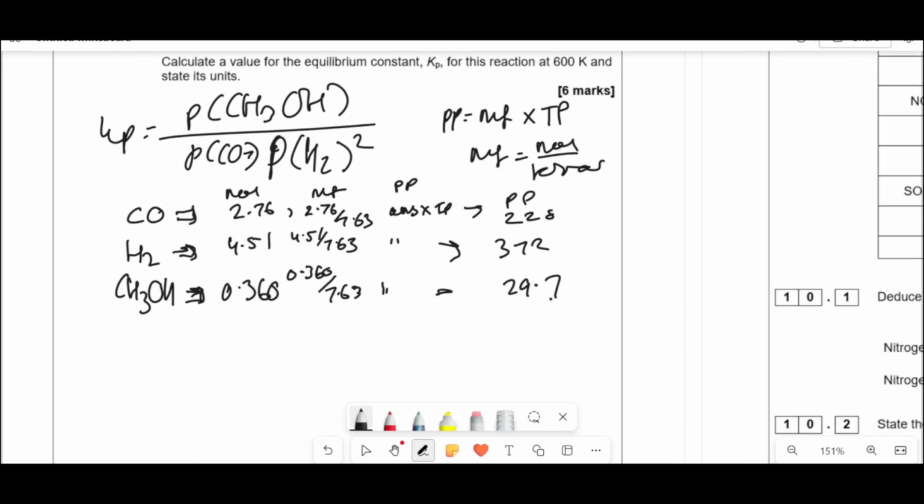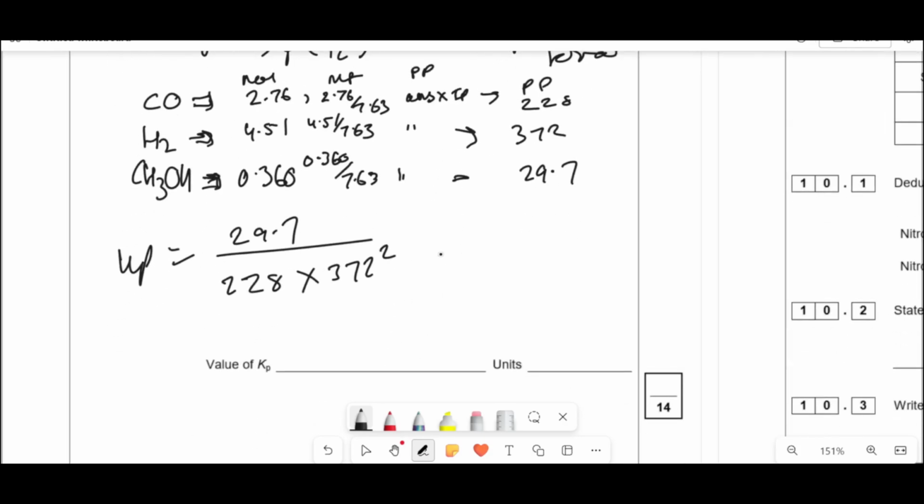Cool, and then you just want to slap it into the Kp equation. So Kp is going to equal the partial pressure of CH3OH, which is 29.7, divided by the CO, which is going to be 228, times the H2's, which is 372 squared. If we do that, we end up with 9.41 times 10 to the minus 7. Done. But we're not done, because the question also wants units.